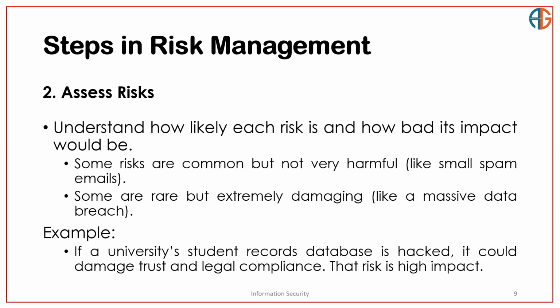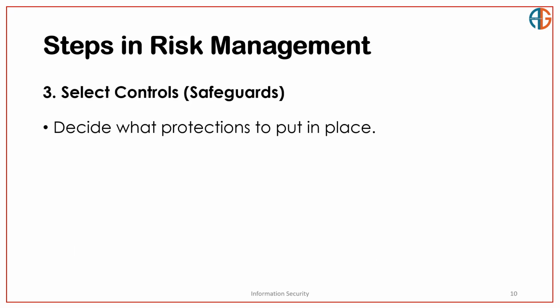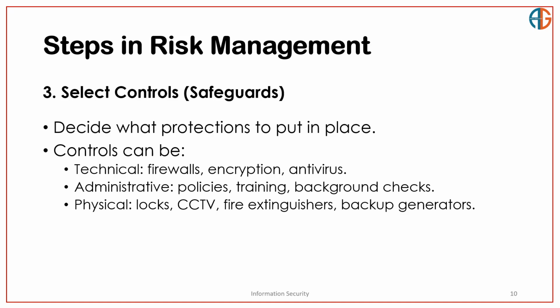The third one is selecting controls or safeguards, that is, what type of protection we can give for the prioritized risk. These controls or safeguards can be divided into three different categories. The first is technical controls, the second is administrative controls, and the third is physical controls. Technical controls include the protection we give through technology. The protections we give to the information assets in an organization through technology can be called technical controls.